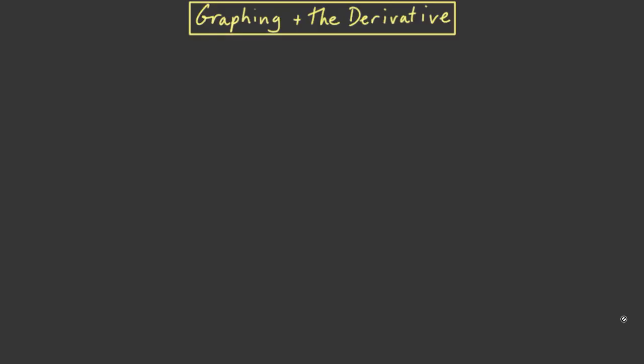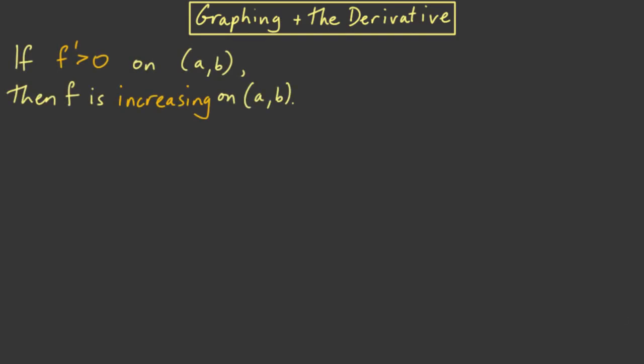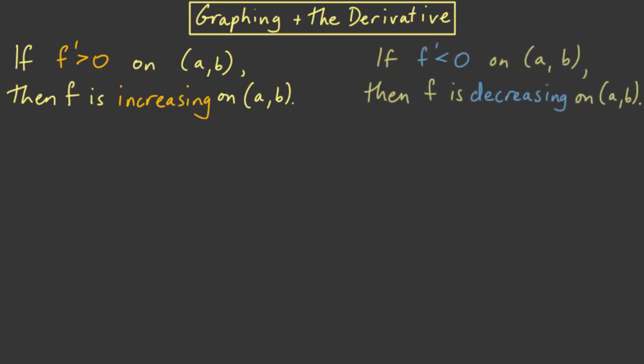In this sequence, we'll be developing ways to use the derivative of a function f to get information about the shape of the graph of f. For instance, we know that if f prime is positive on an interval a comma b, then f is going to be increasing on that interval. And if f prime is negative between a and b, then f is decreasing on that interval. We've seen this before, but let's use this to figure out some things about the graph.